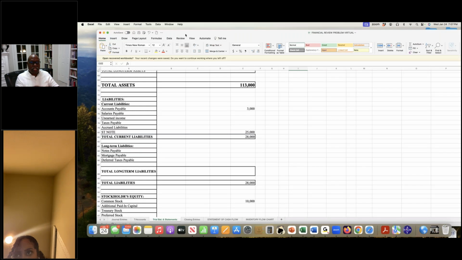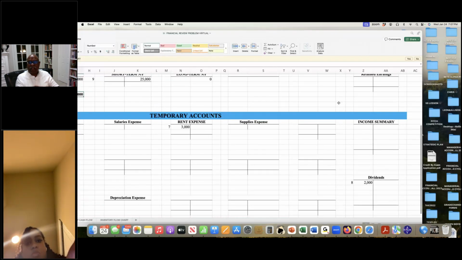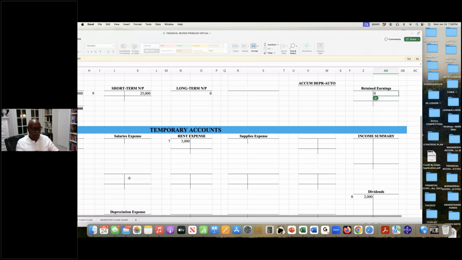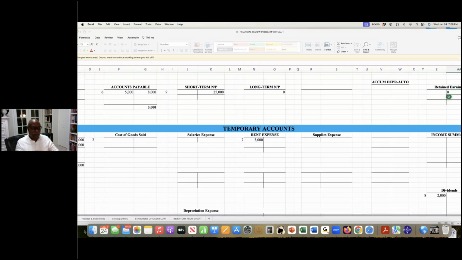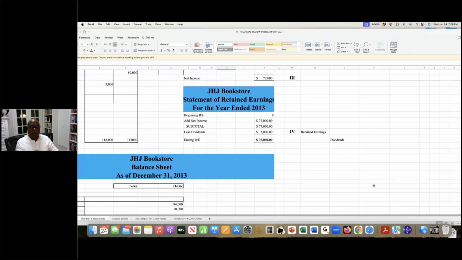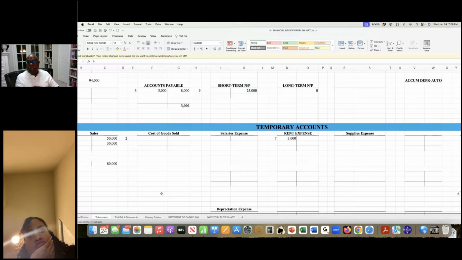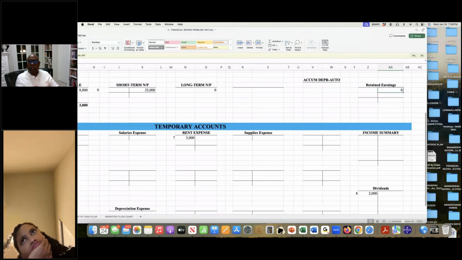Now let's go back to our T accounts for a second. And in our T accounts, the beginning retained earnings is zero. But we just said that the ending retained earnings was 75,000. So we've got to make some entries now so that this number will become 75,000. So we make closing entries. The purpose of closing entries is to get this retained earnings on the books at 75,000.